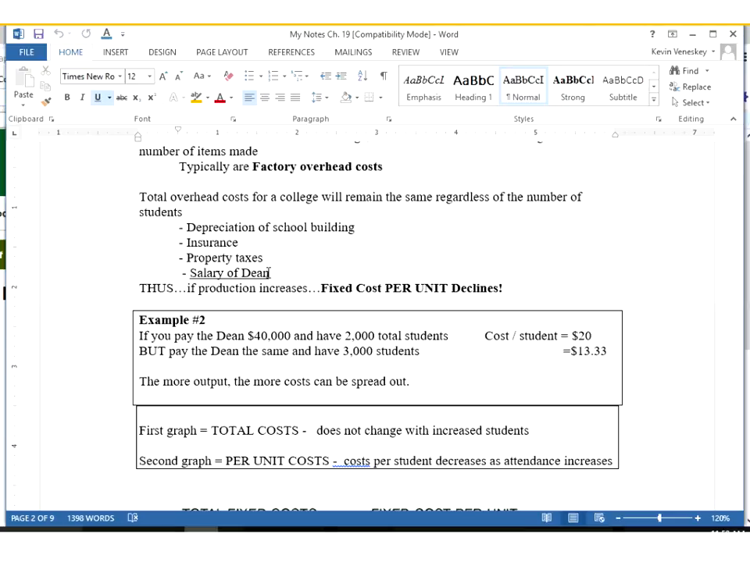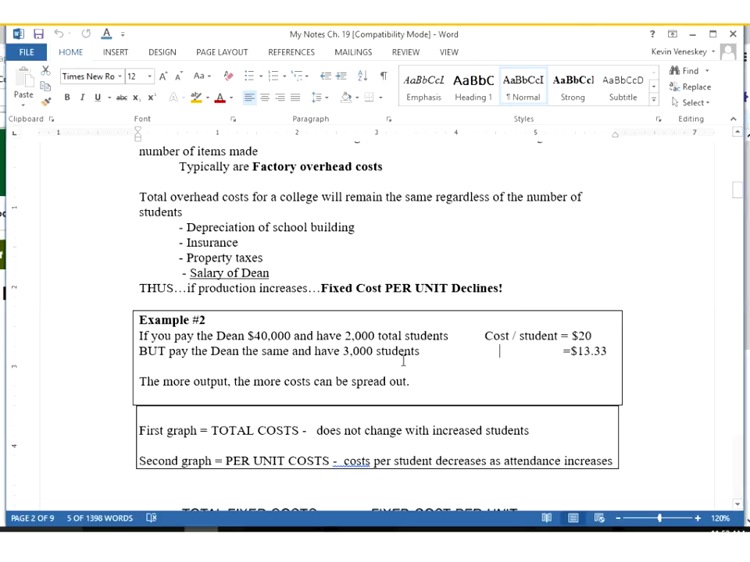All of those costs, it doesn't matter if I have 500 or 1,000 students, those costs are going to be exactly the same. And that's what I have in this, my little example here. If I have to pay a dean $40,000, I'm going to have to pay that dean whether I have 2,000 students or 3,000 students.